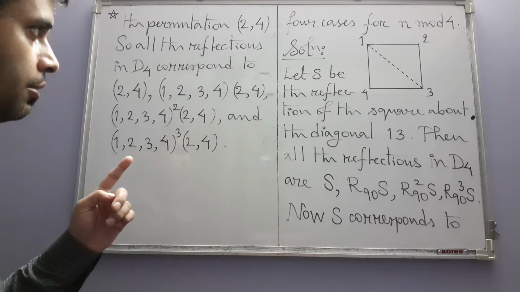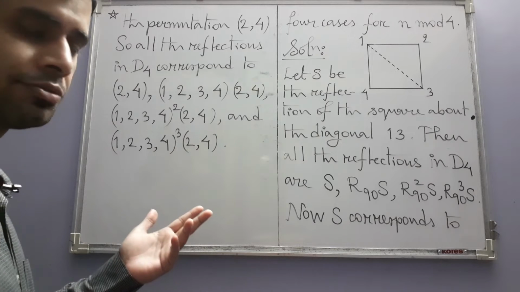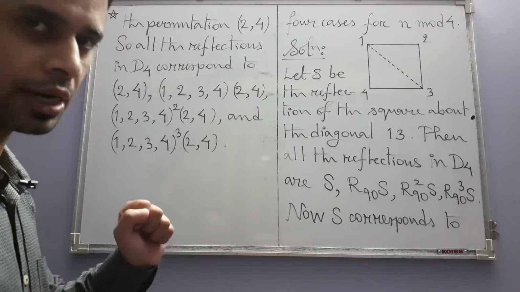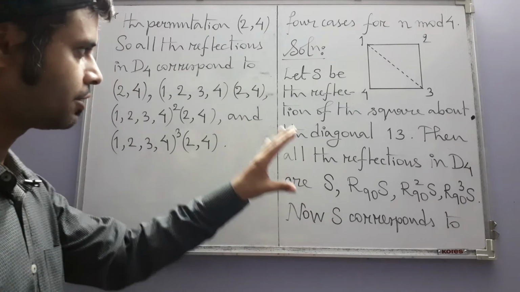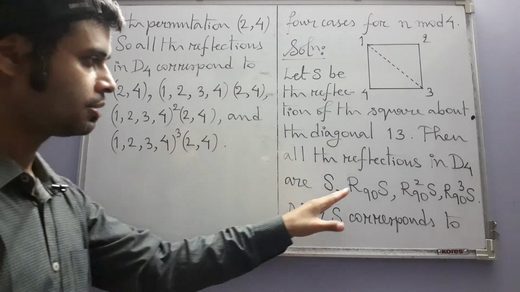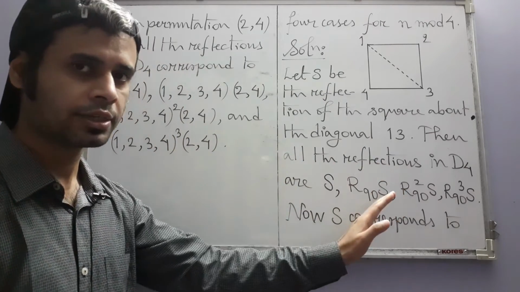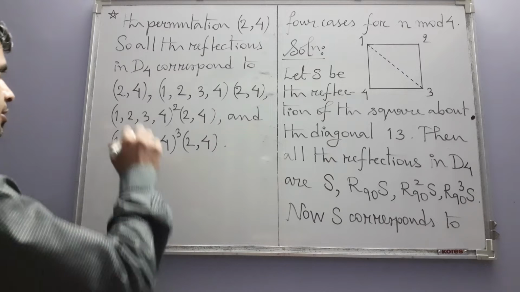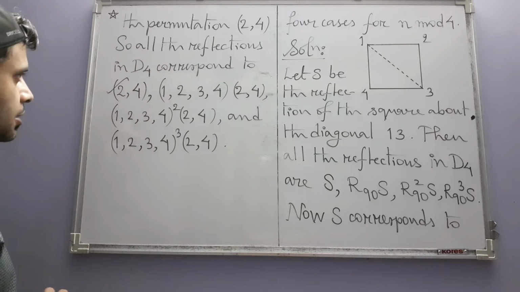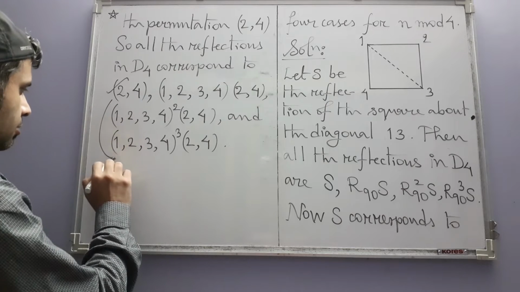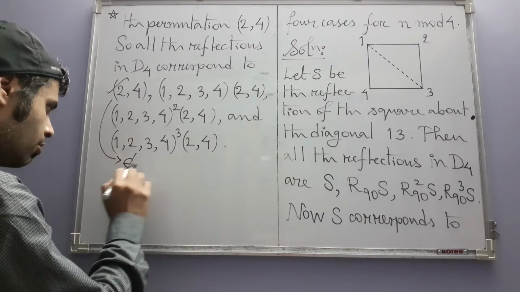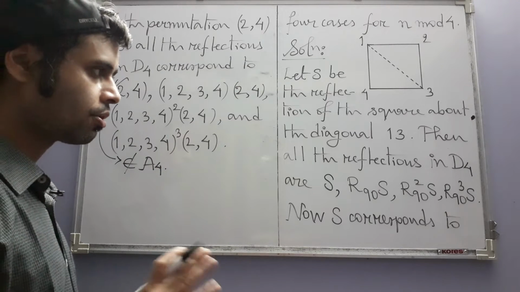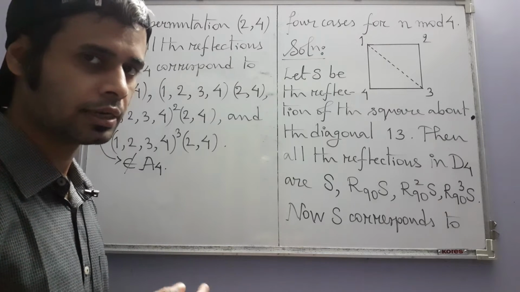Now, is n equal to 4 a value of n for which all these are even permutations? That's what we have been asked, right? We have to find precisely those values of n for which the permutations corresponding to the reflections are all in An. Is that the case? Clearly that's not the case. That's because this itself is an odd permutation. This thing is not in A4. So that means n equal to 4 is not the type of value of n that we are looking for.